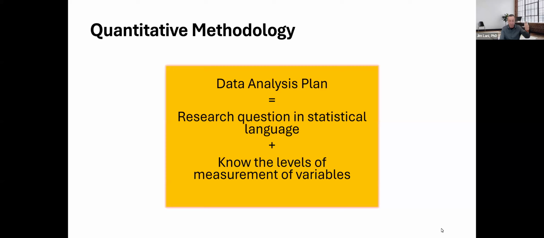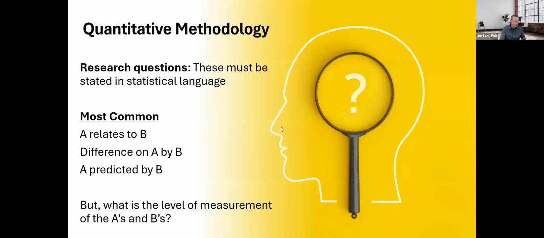Research questions in statistical language, part one. The other one is you have to know the levels of measurement of your variables. And I'll talk about that. All right, so let's just get into that. But just know the data plans take those two pieces: research questions and levels of measurement.